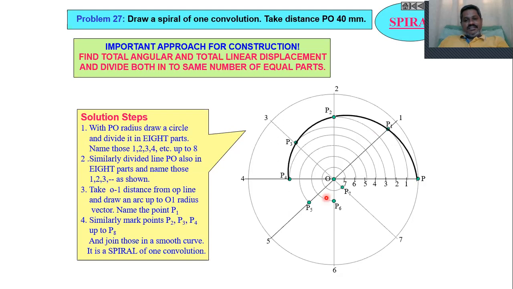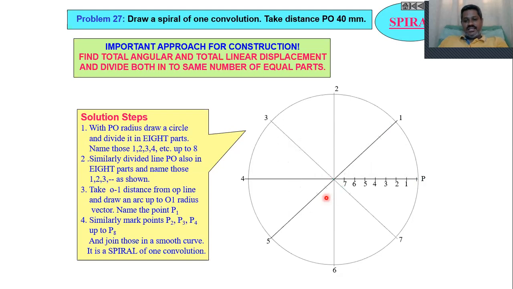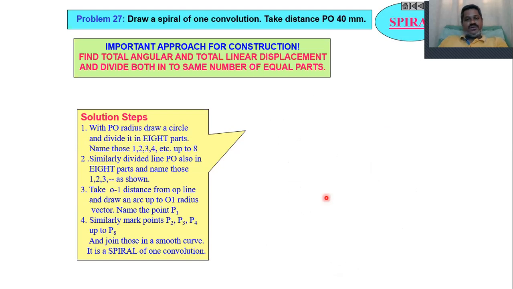I repeat this once again. Basically, we require two parameters to draw the spiral. One is the distance and the other is the angle. I mean, how much angle the point is going to revolve around a fixed point and how much distance the point is moving. These two are very important required parameters to construct a spiral.